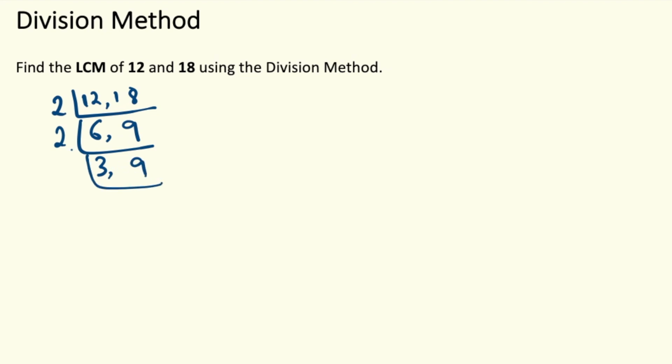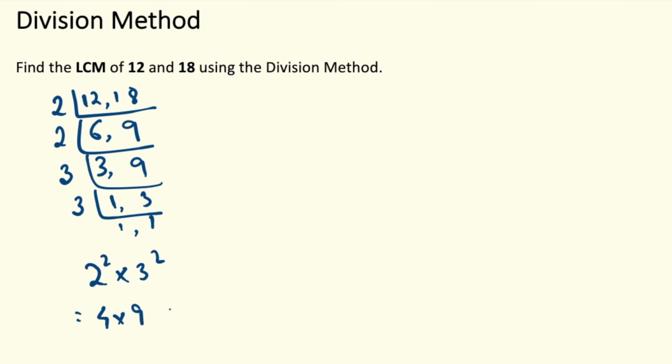Now I can divide this 3 and 9 by 3, because none of them are divisible by 2 anymore. So the result would be 1 comma 3. I'll do this again and then I'll get 1 comma 1. Now here if you see the multiplication of these prime numbers, I get 2 squared into 3 squared, that is 4 into 9, which will give me 36. Hence the LCM of 12 and 18 is 36.